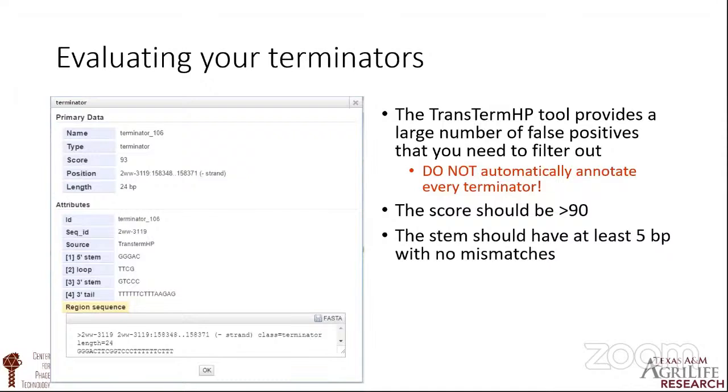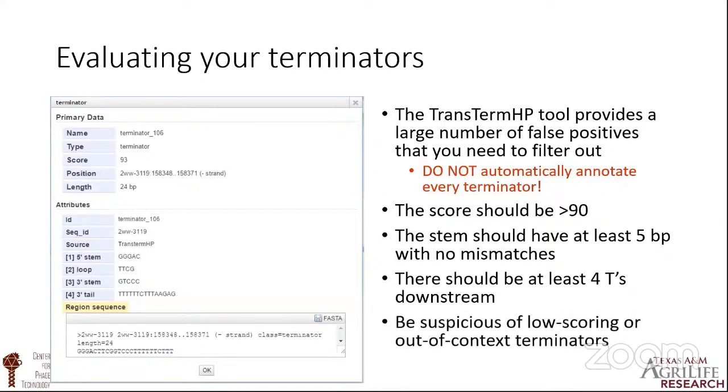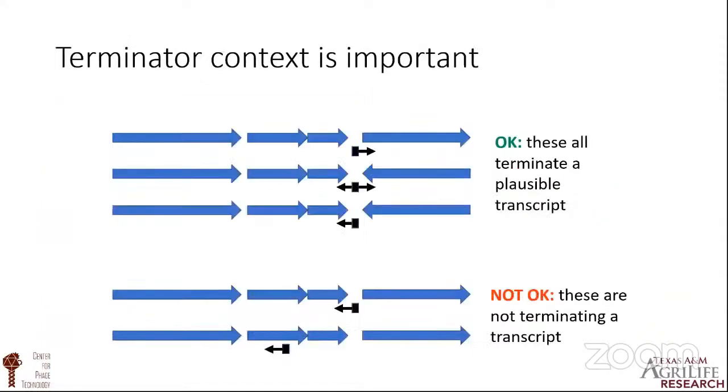Users should look at the 5' and 3' stems. There should be at least 5 base pairs with no mismatches, and the downstream 3' tail should contain at least 4 T's. The user should be very suspicious of low scoring or out-of-context terminators.